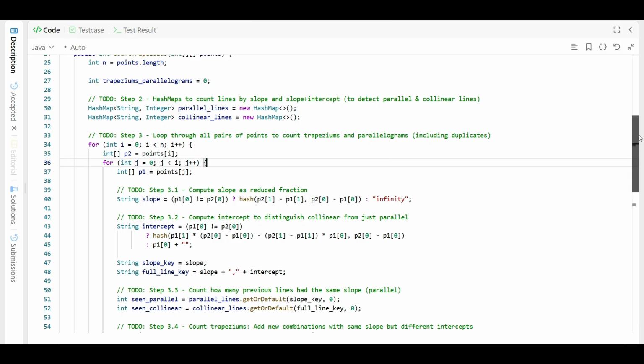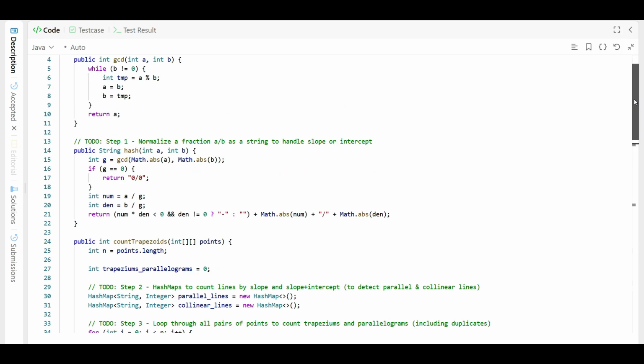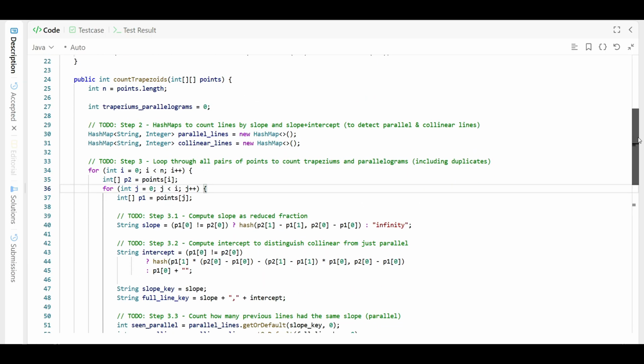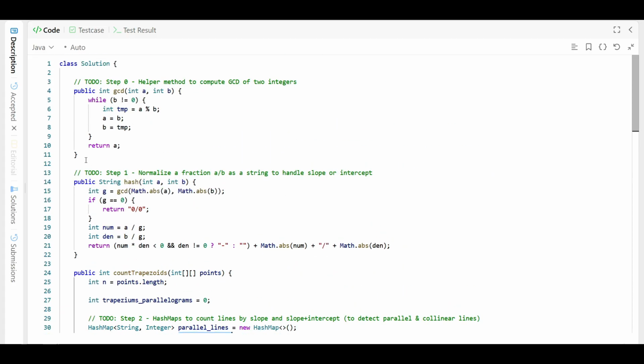So here, if you observe, very first you have to find the trapezoid and parallelogram. There are parallel lines and collinear lines, so some periodic questions you have to do. Let's suppose you know how to find the GCD and how to do the hash. These things you have to understand, because these are the helper methods.